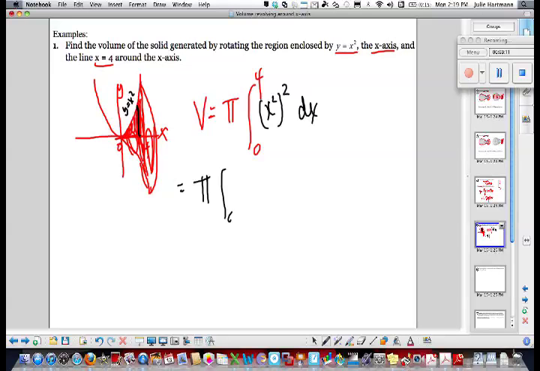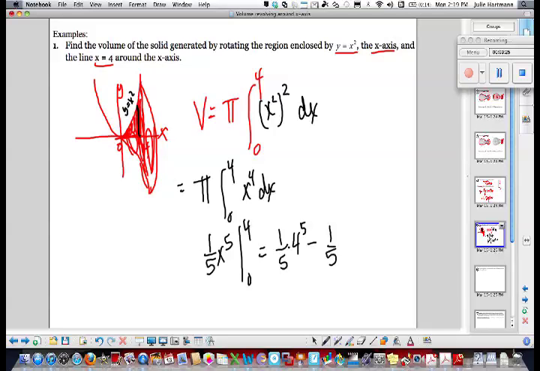When we square x squared, we get x to the 4th, and the integral of x to the 4th is 1/5 x to the 5th, evaluated from 0 to 4. 1/5 times 4 to the 5th power minus 1/5 times 0 to the 5th power is just 1024 over 5. Times the pi, don't ever forget that. So 1024 pi over 5.